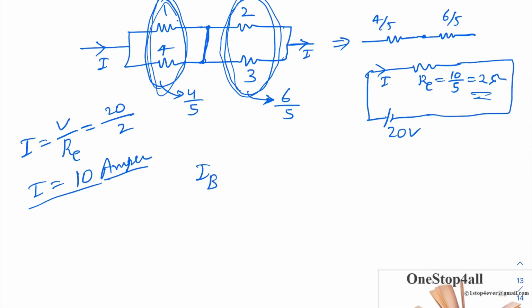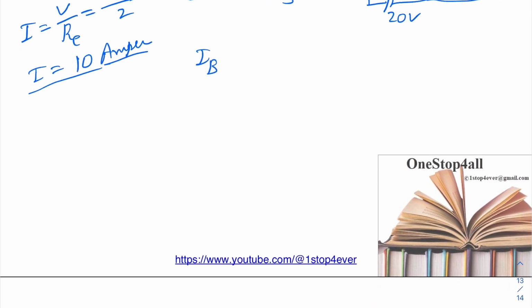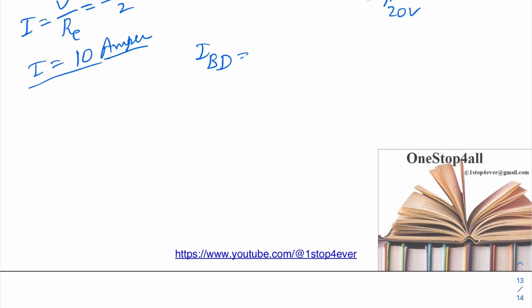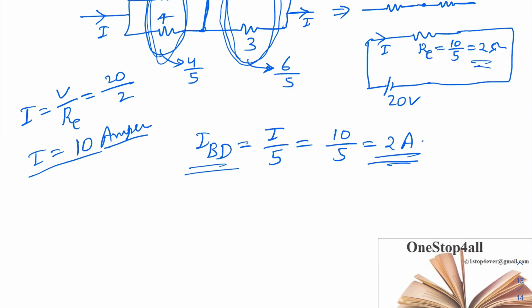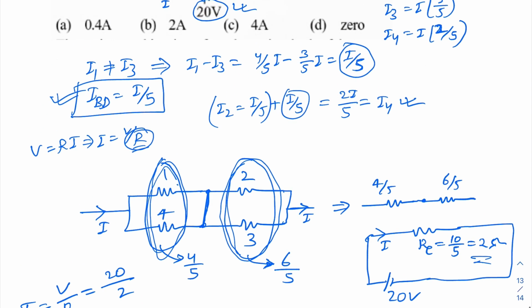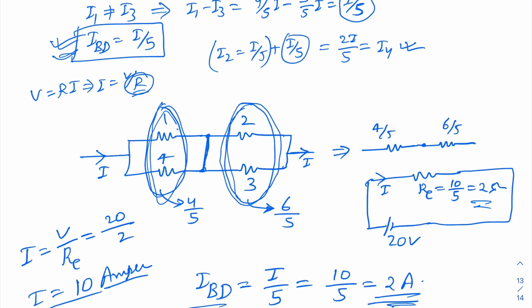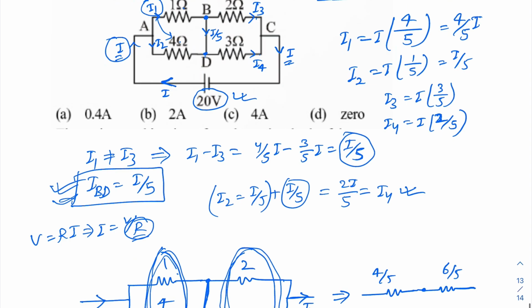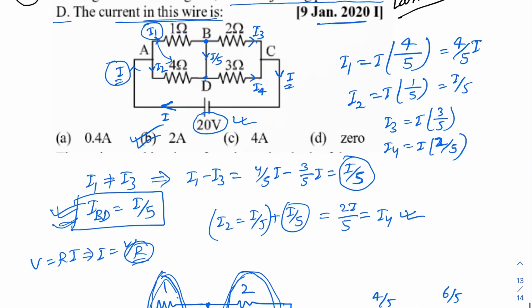And what will be your IBD? Tell me. Your IBD will be I by how much? I by 5. So how much I is there? 10 divided by 5, that is 2 ampere current. So the answer will be, your IBD will be only 2 ampere current. IBD is I by 5 from here, so we put the value of I, that is 10 ampere, so it is 2 ampere. So option B will be your correct answer.